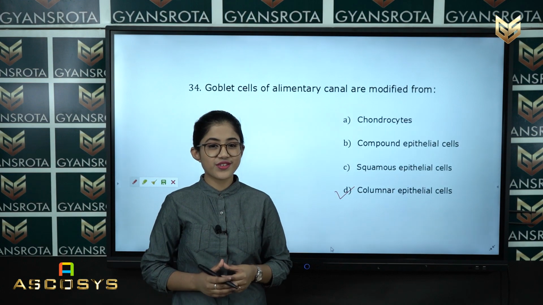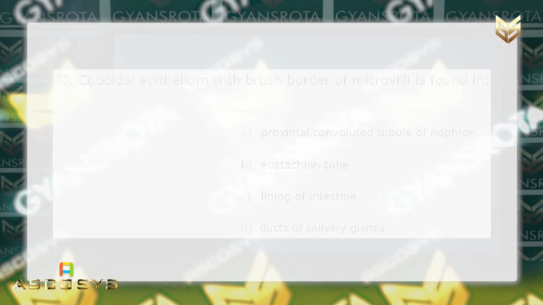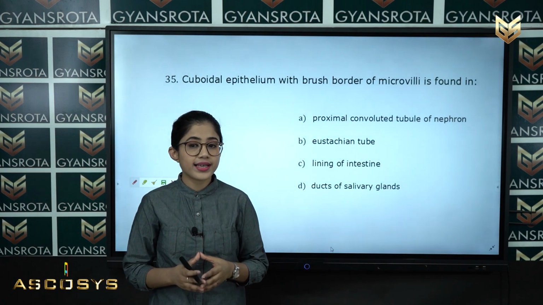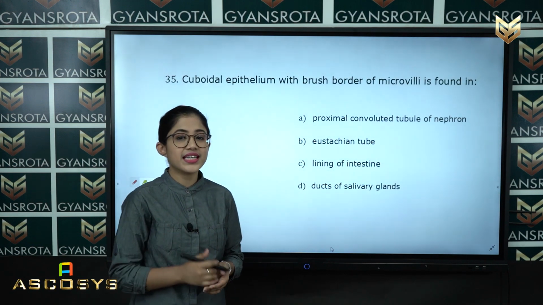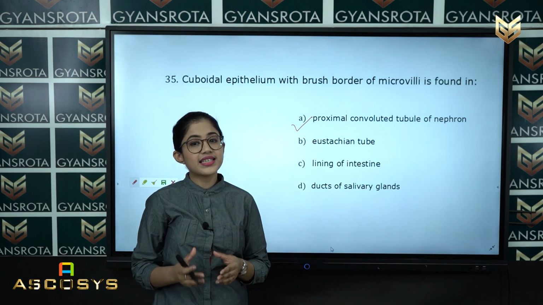Now, let us move on to the next question, that is question number 35. Cuboidal epithelium with brush border of microvilli is found in option number A, proximal convoluted tubule of nephron. Option number B, eustachian tube. Option number C, lining of intestine. And option number D, duct of salivary glands. So student, cuboidal epithelium with brush border of microvilli is found in proximal convoluted tubule of nephron, that is given in option number A. So proximal convoluted tubule of nephron is the correct answer.